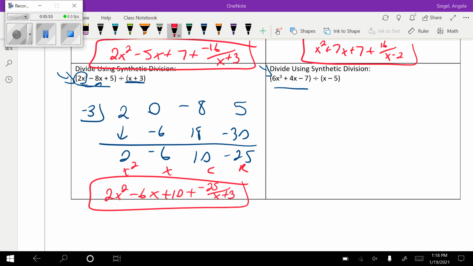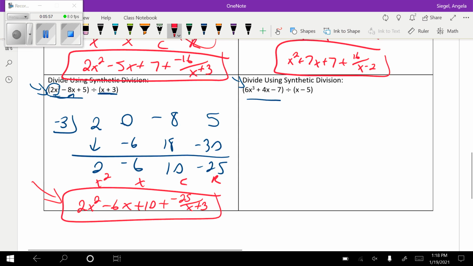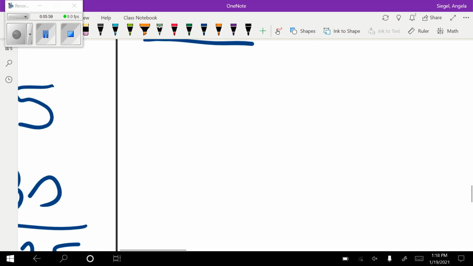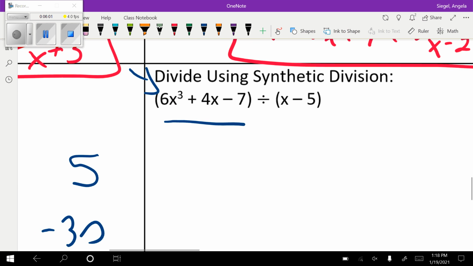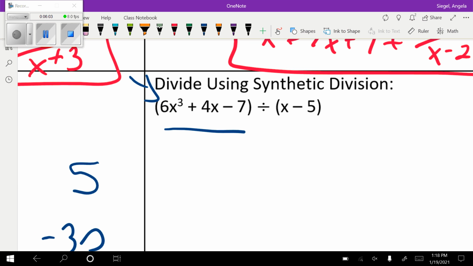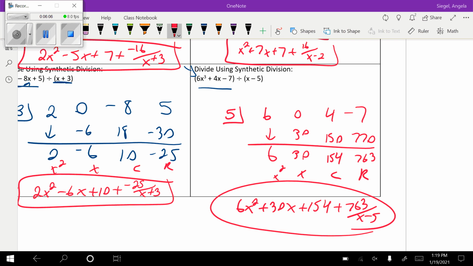Okay, so I showed my steps, and this should be your final answer. Okay, so last one, this is about as difficult as this gets, so see if you can do this one. Okay, guys, so this should be your final answer, and we are done.